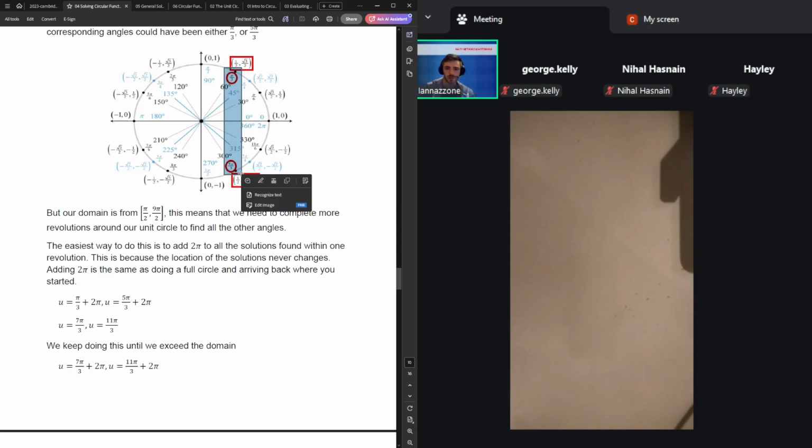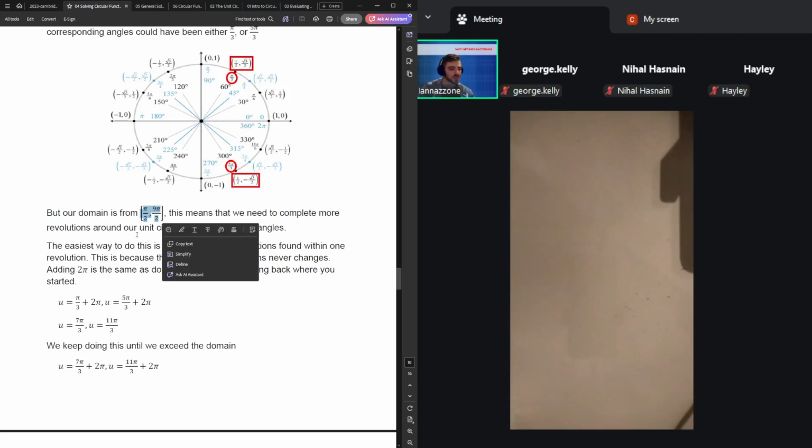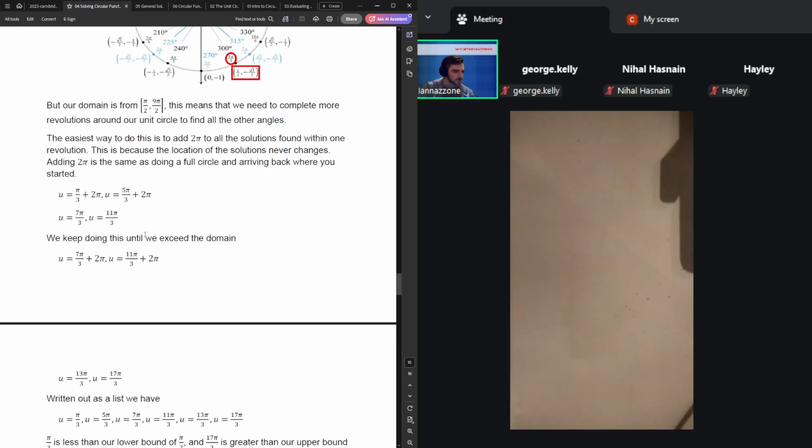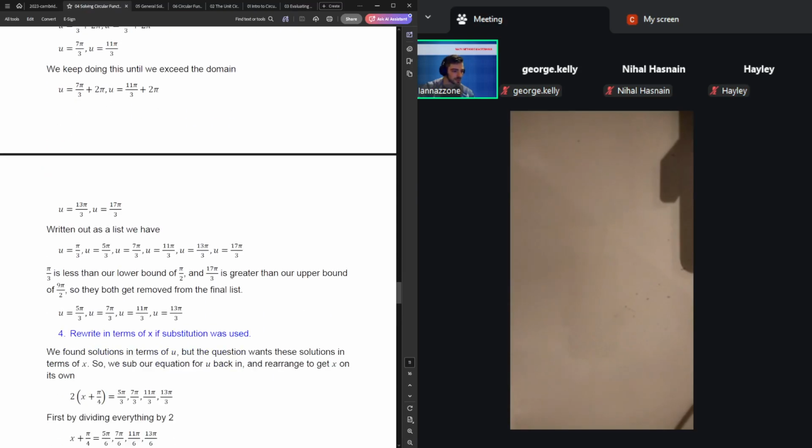Part 2, you add or subtract 2 pi a number of times until you exceed both sides of your domain. In this case, it's going to take us 2 additional revolutions here. So we've got pi over 3 and 5 pi over 3, which we're adding our 2 pi to. And then we grab those ones again, add another 2 pi. And we'll do that until, well, in this case, it took us to 17 pi on 3, which finally is going to be bigger than our upper bound.